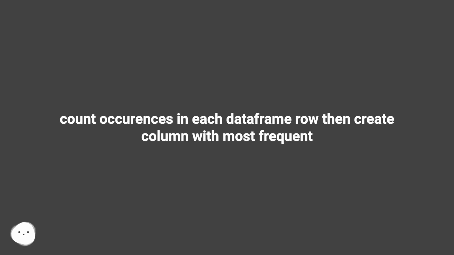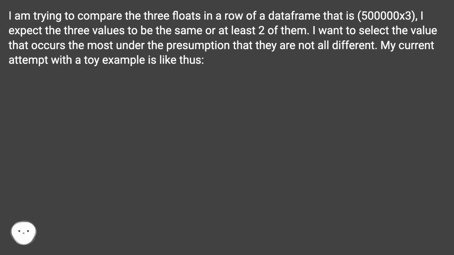Count occurrences in each dataframe row, then create a column with the most frequent. I am trying to compare the 3 floats in a row of a dataframe that is 500000x3. I expect the 3 values to be the same, or at least 2 of them. I want to select the value that occurs the most, under the presumption that they are not all different.